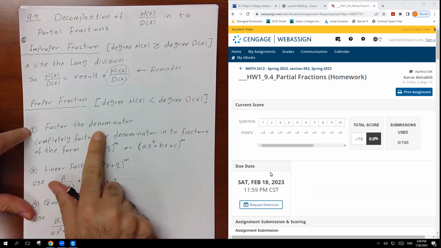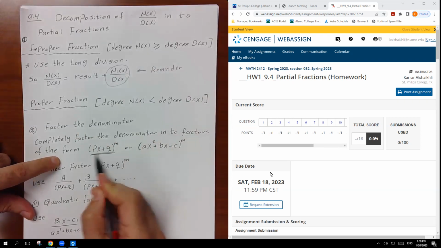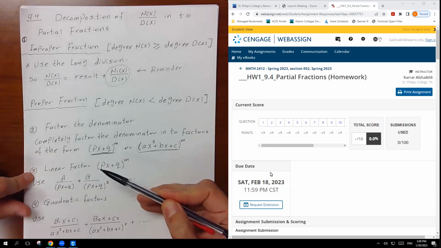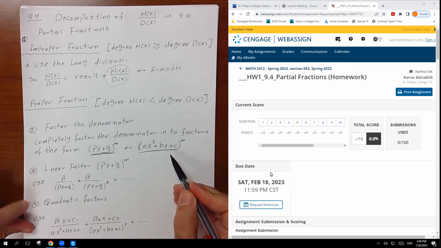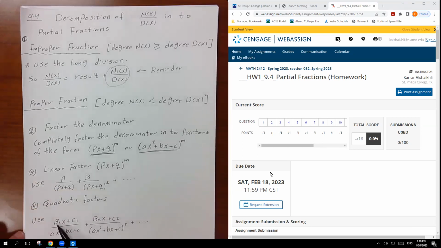Now, in step 2, you factor the denominator. That means completely factor the denominator into factors of two forms: the linear form and the quadratic form. If you have linear factors, you go to step 3. If you have quadratic factors, you go to step 4. Step 3, for the linear factor, is A over (px + q) plus B over (px + q) squared, and keep going. If you have three factors, it's either cubed, or instead of m cubed, plus C over (px + q). If you have a quadratic factor, it's B1x plus C1 over the quadratic ax squared plus bx plus c, plus B2x plus C2 divided by (ax squared plus bx plus c) squared, and keep going.